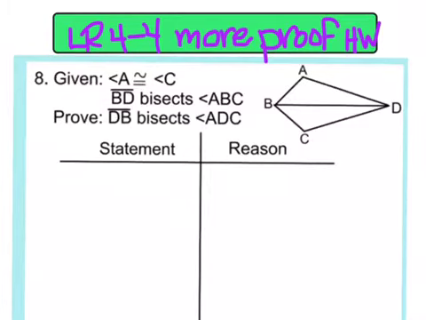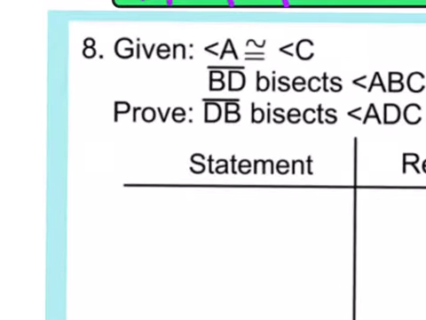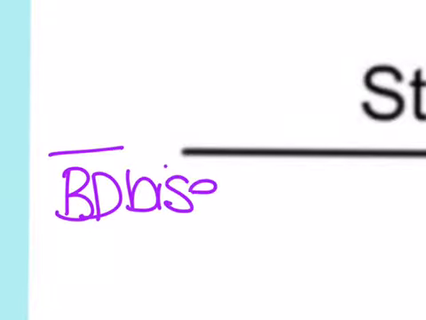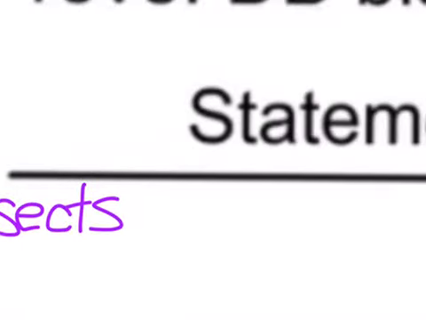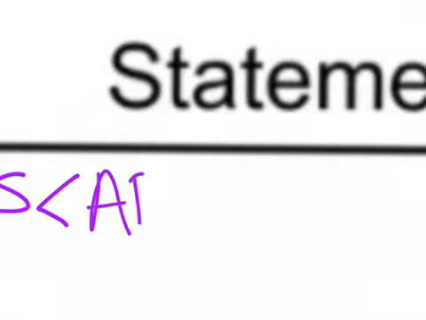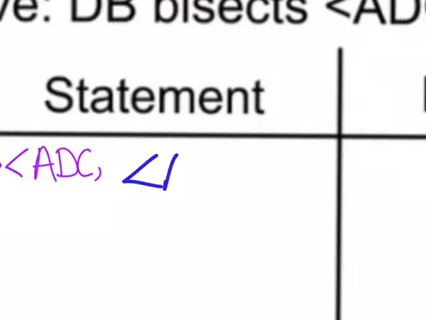Let's start the proof for problem number 8 in LR4-4. I can see that I know that angle A is going to be congruent to angle C. Those are here. So I'll list those in my given statement, and I also will have BD segment bisects angle ADC. And I've also have angle A is congruent to angle C. Those were my givens.